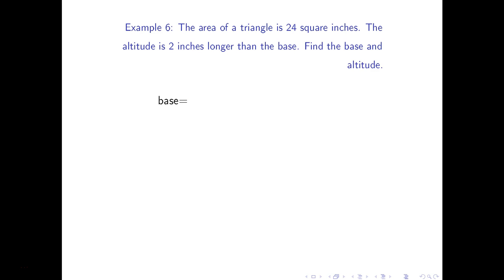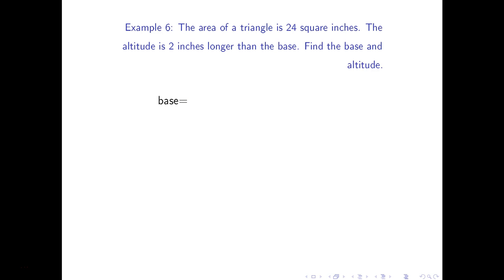So I'm dealing with the area of a triangle that is 24 square inches, and the altitude is 2 inches longer than the base. I want you to find the base and the altitude. Now, first and foremost, let me clarify something. I'm using the same terminology the book likes to use. Altitude means height. So some of you may have heard this as base and height. You can change it to that language if that helps you understand it better. But the things I'm looking for are base and the altitude.